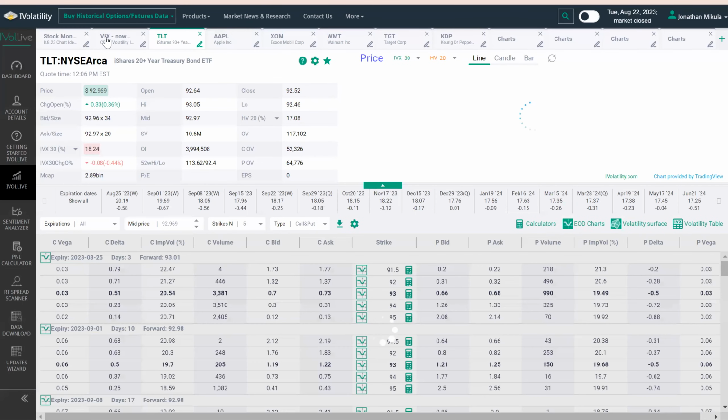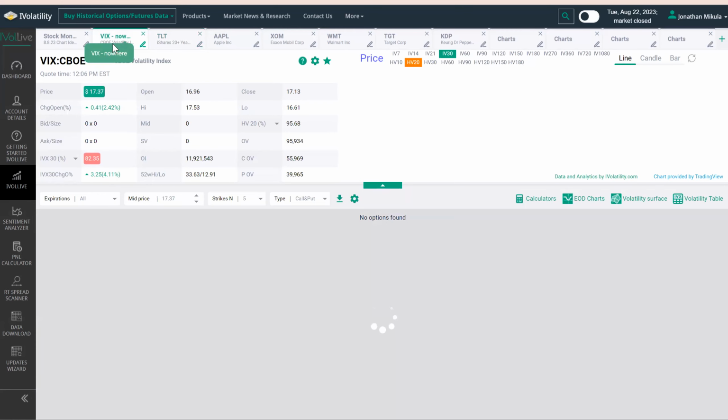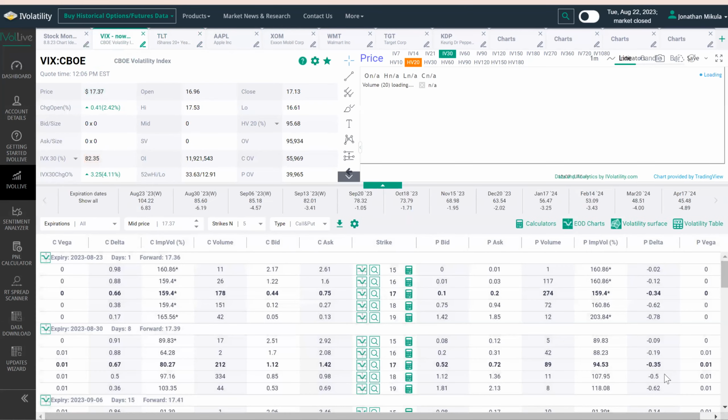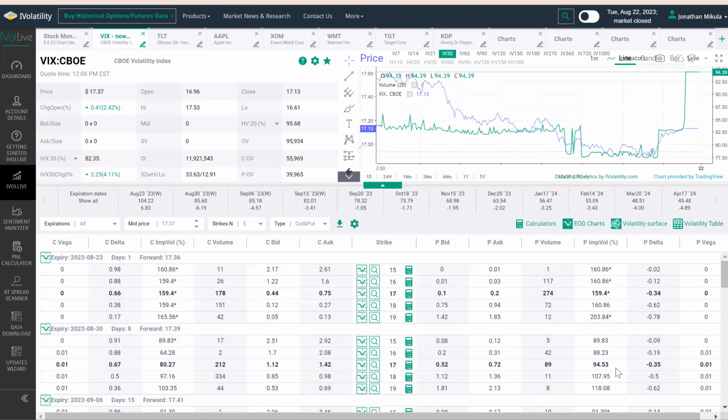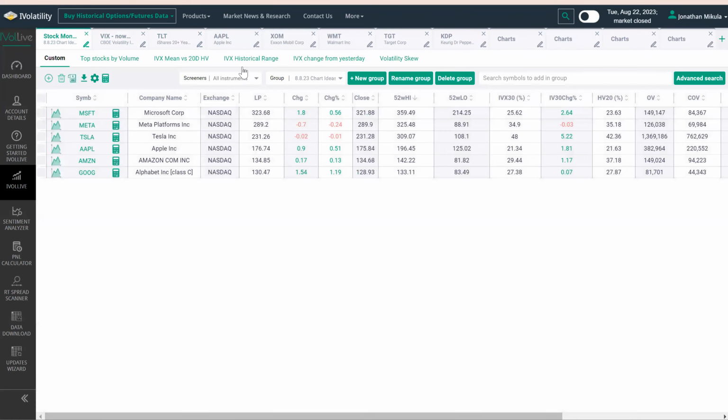So you can see, from left to right, let me get this banner out of my way, some of the tabs that I've been looking at. You can see this is my stock monitor tab. We're not really going to spend a lot of time on this.